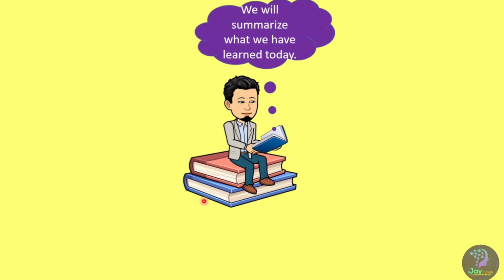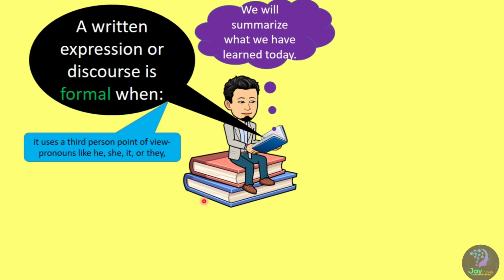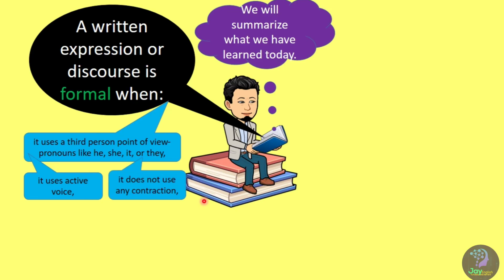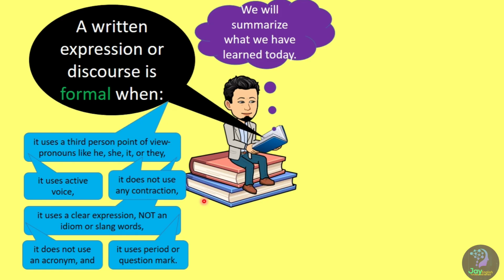So, we will now summarize what we have learned today. A written expression or discourse is formal when it uses a third-person point of view, pronouns like he, she, it, or they. When it uses active voice, when it does not use any contraction, when it uses a clear expression, not an idiom or slang words, when it does not use an acronym, and when it uses a period or question mark.